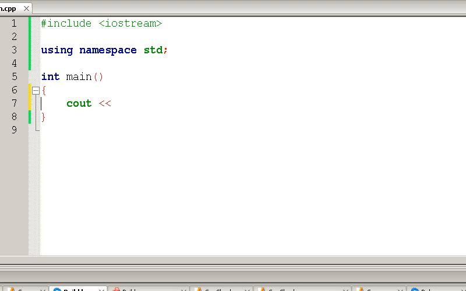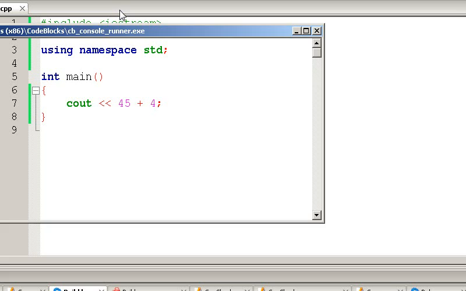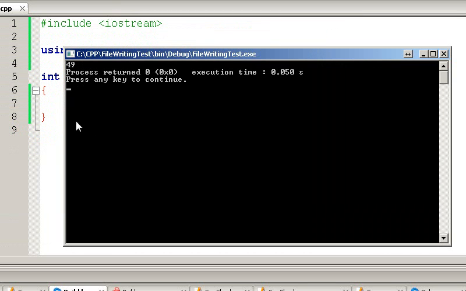When you print something out using cout, you can actually write numbers here and then use the arithmetic signs, like a plus sign, to add stuff together like this. So for example, I'm telling it to print out 45 plus 4. What's going to happen is it's not going to print 45 plus 4. It's actually going to calculate 45 plus 4 and then print it. So if I run this, it's going to give me a 49. Yep, there it is. It's giving me 49.